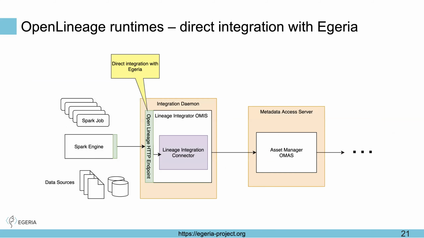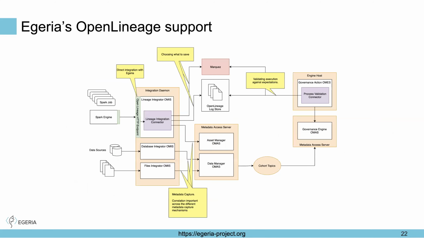Now, the other thing we did was to say, well, there may be situations where we actually want an engine to talk directly to Egeria. So Egeria also has the Open Lineage endpoint implemented in the integration daemon, and it's part of the Lineage integrator OMIS in service. So again, it's just a different path into Egeria when we use that API. And so we have a sort of working demonstration of this that allows events to come in through different mechanisms into Egeria.